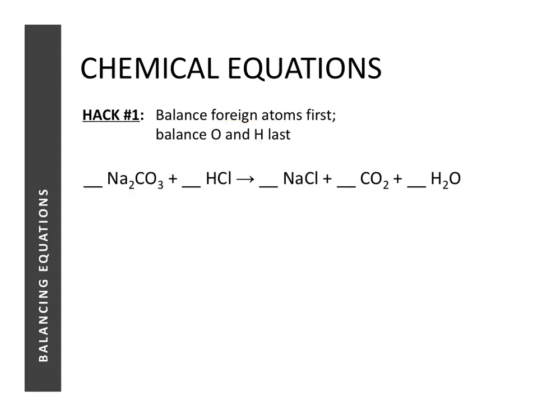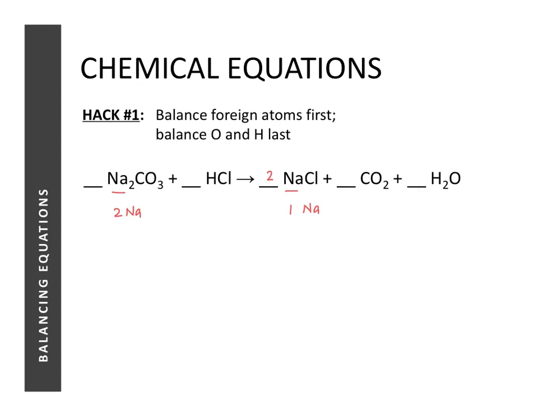Let's try to apply the first hack to another problem. If we look at the example given here, the first thing that we need to do is to locate or identify the foreign atoms. The first foreign atom that I want to look at would be again sodium. There are 2 sodium atoms on the left and only 1 sodium atom on the right. So how do we balance the sodium atoms? We add a 2 in front of sodium chloride.